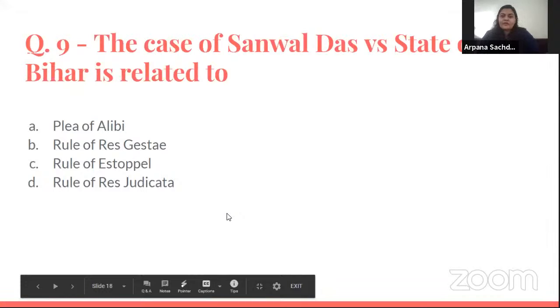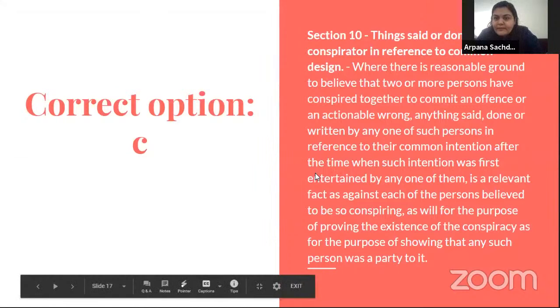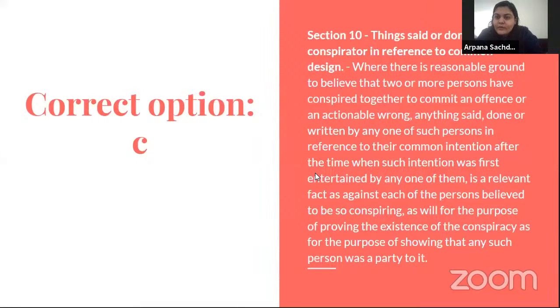What does it say? Anu, can we get to section 10 first? Yes. Section 10 says, where there is reasonable ground to believe that two or more persons have conspired together to commit an offence or an actionable wrong, anything said, done, or written by any one of such persons in reference to their common intention, after the time when such intention was first entertained by any one of them, is a relevant fact as against each of the persons believed to be so conspiring, as well for the purpose of proving the existence of the conspiracy as for the purpose of showing that any such person was a party to it. That is said by section 10.